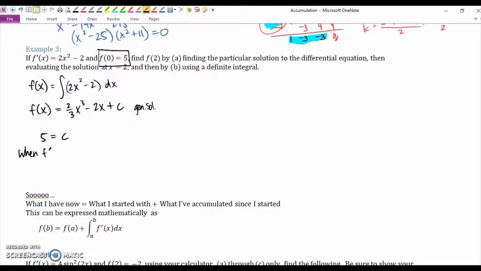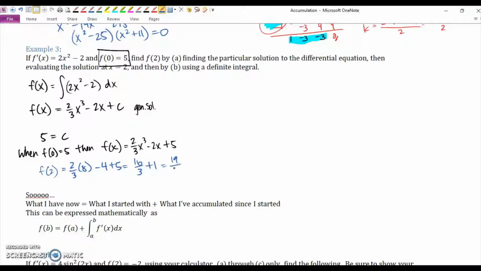So when f of 0 is equal to 5, then f of x is equal to 2/3 x cubed minus 2x plus 5. And now when they want to find f of 2, I can say, all right, f of 2 is equal to 2/3 of 2 cubed, which is 8, minus 2 times 2, which is 4, plus 5, which is 16/3 plus 1, or 19/3. And there you go, there's f of 2.